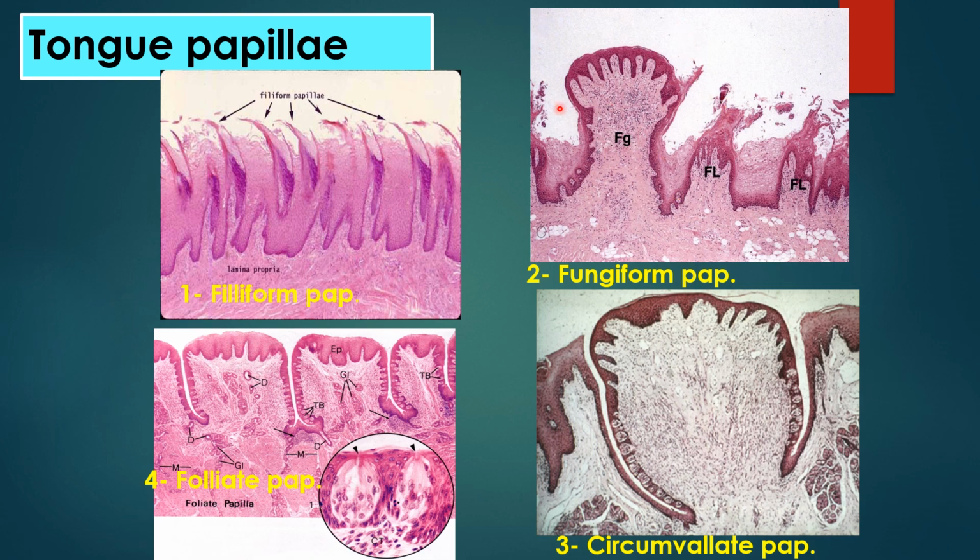Fungiform papillae have non-keratinized epithelium, have taste buds, and are present in between the filiform papillae. Foliate papillae have non-keratinized epithelium, a finger-like shape, taste buds, von Ebner glands, and are present on the lateral edges of the tongue. Circumvallate papillae are present in the form of 8 to 12 just anterior to the sulcus terminalis. Their shape varies from that of the foliate. They have non-keratinized epithelium, taste buds, and von Ebner glands.